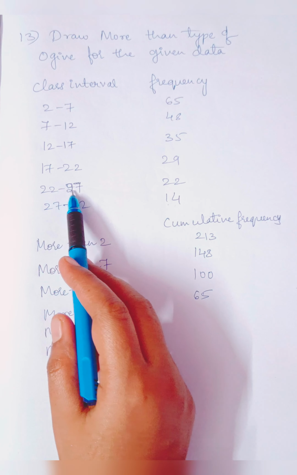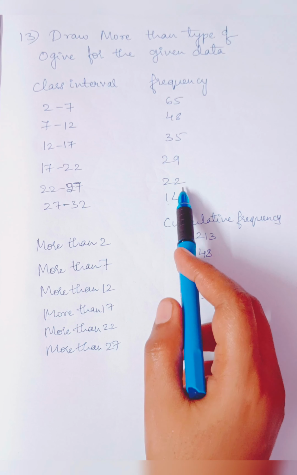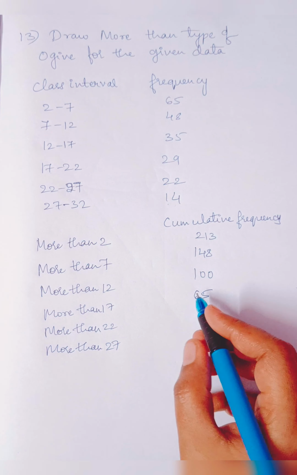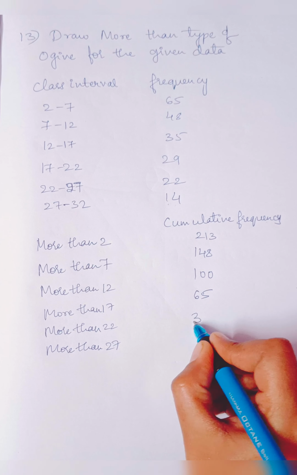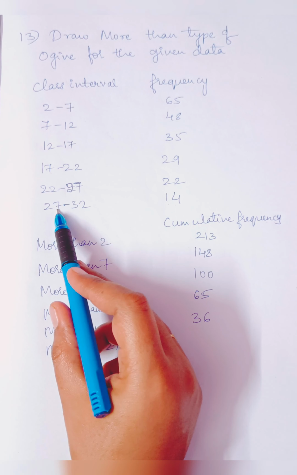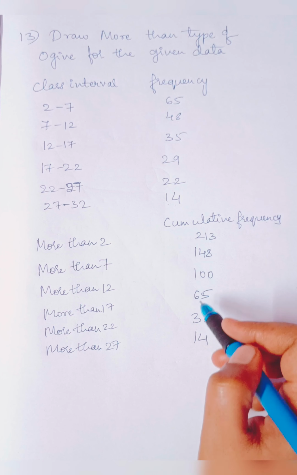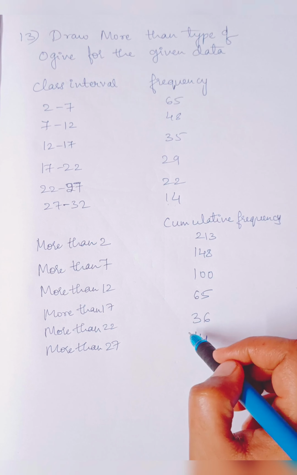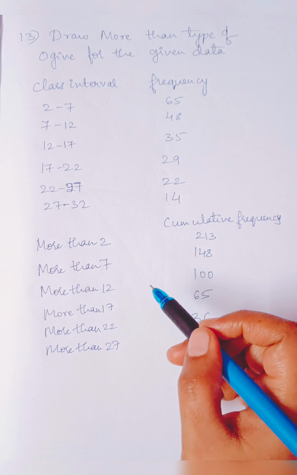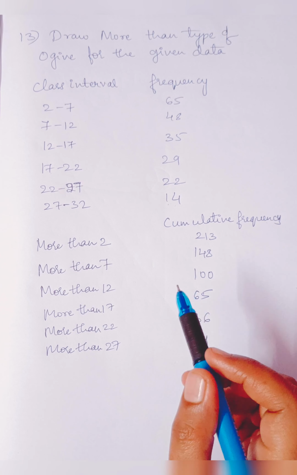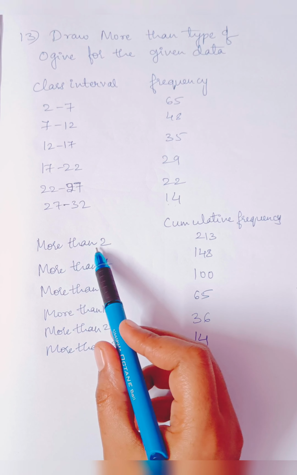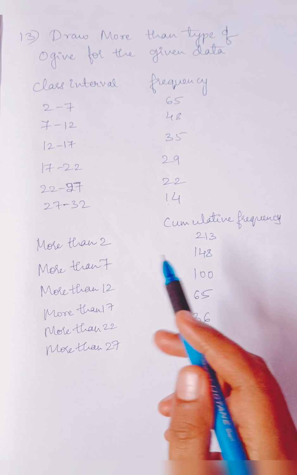For more than 22, you should add these two. 22 plus 14 is 36. And for more than 27, what will we get? 14. So these are the values for cumulative frequency. So what do we have to do now? We have to plot the graph of more than against cumulative frequency.